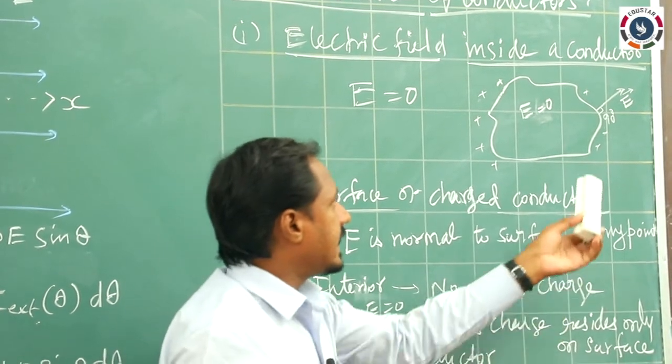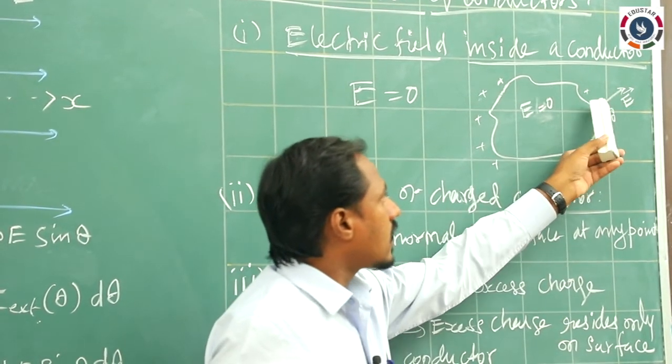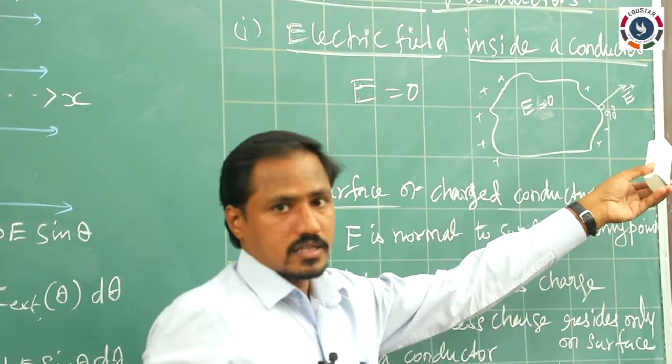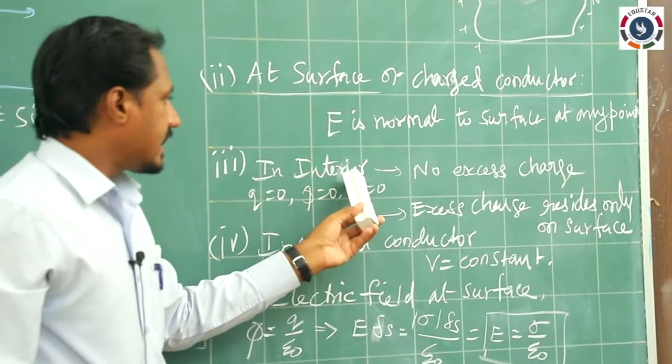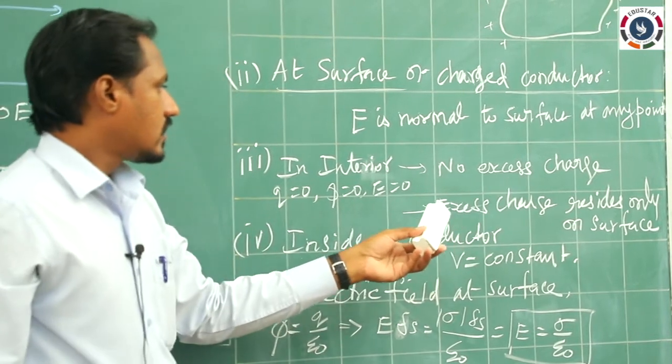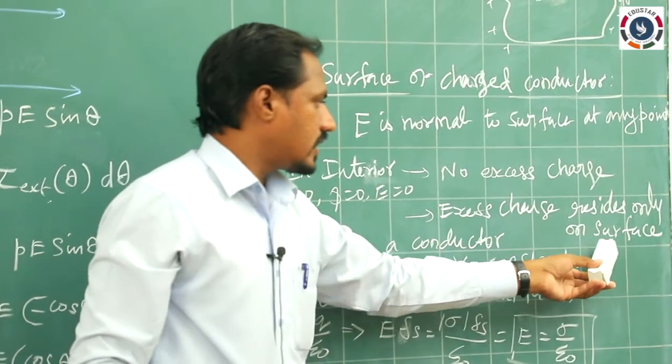The field at any point is always normal to the surface of the conductor. So this is the second point. And the third point is that in the interior there is no excess charge. The excess charge resides only on the surface.